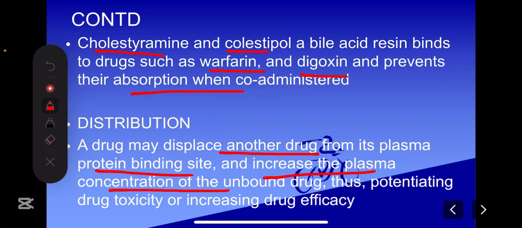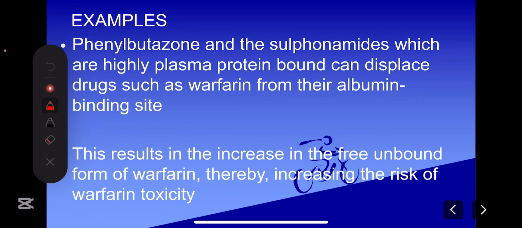Let's get that statement again. A drug may displace another drug from its plasma protein binding site, and this increases the plasma concentration of the unbounded drug. It has nowhere to bind to, so its concentration increases and it potentiates the drug toxicity. Do you get now? Or sometimes it can increase its efficacy. Sometimes it has a positive effect, sometimes a negative effect, but the plasma concentration of that drug in the system will be increased. Do you get now?